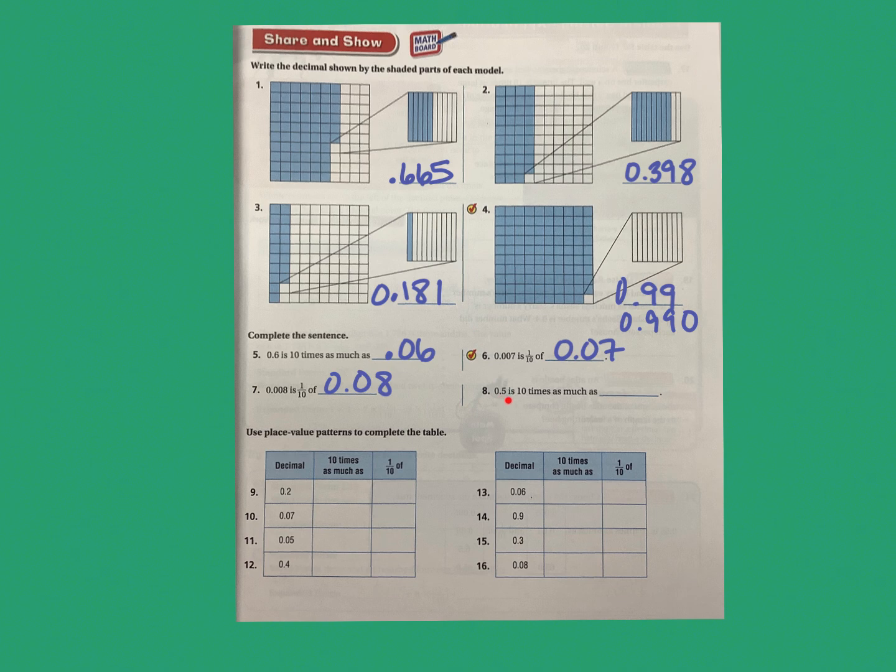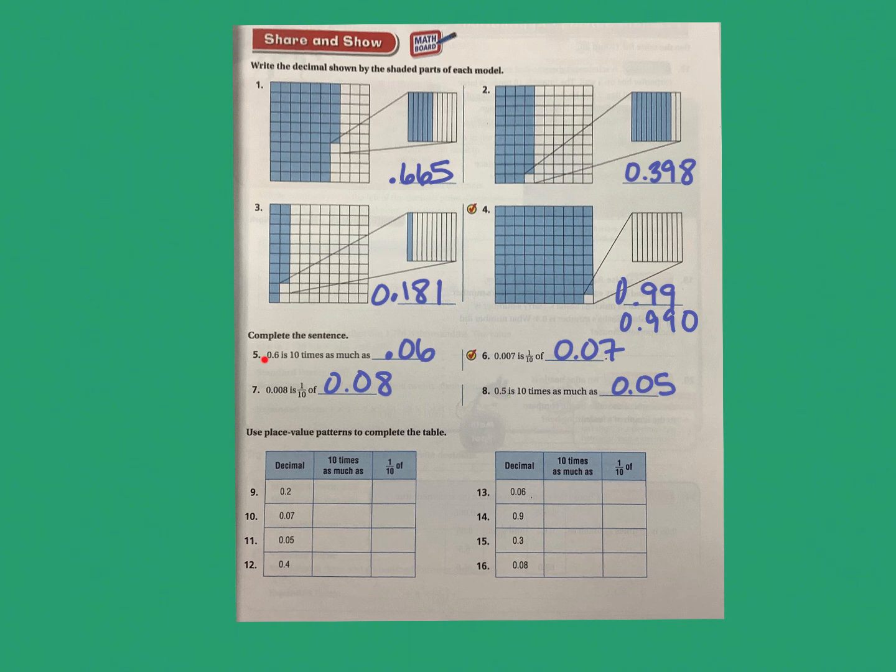And then 0.5 is 10 times as much as what smaller number? If it's 10 times as much as, that means we're comparing it to a smaller number. 0.5 is bigger by 10. So what number would I multiply by 10 to get 0.5? I would put 5/100ths, because 5 pennies times 10 gives me 50 cents, 5 dimes.